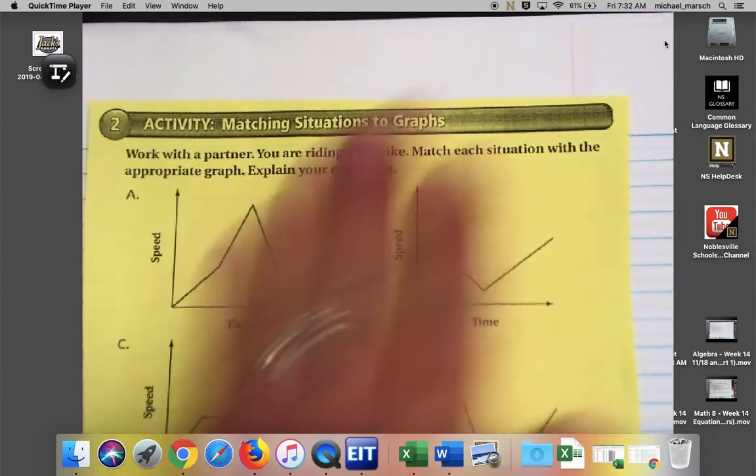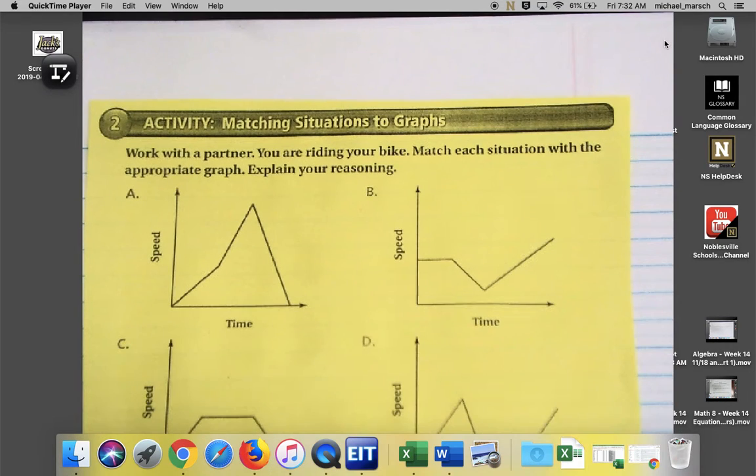Now, it says work with a partner again. Okay, so again, you're by yourself listening to me, but it's fine. You are riding your bike. Match each situation with the appropriate graph.